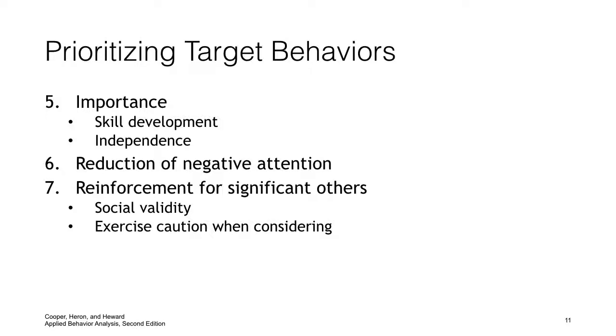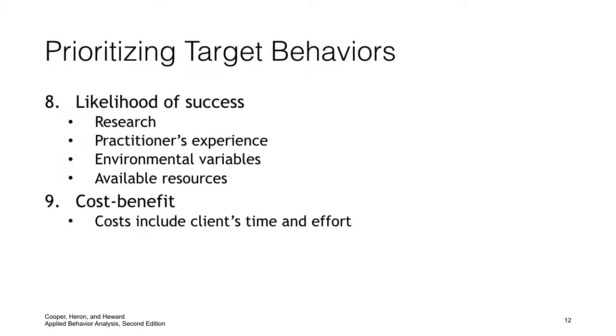Number 6, will changing this behavior reduce negative or unwanted attention from others? Number 7, will this new behavior produce reinforcement for significant others? Number 8, how likely is success in changing these target behaviors? Number 9, how much will it cost to change this behavior? By answering these 9 questions, you can get a feel for which behavior is more urgent. So you can focus on those behaviors.